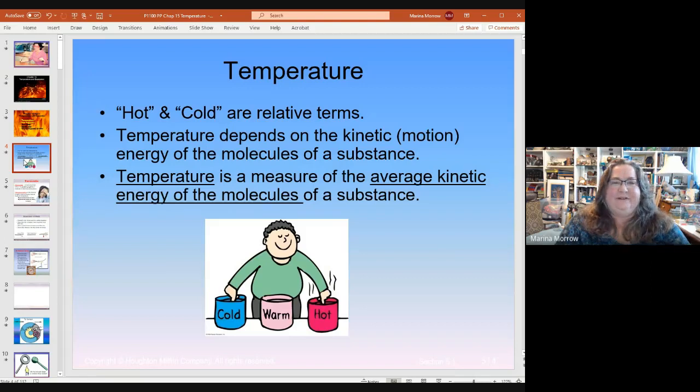So temperature is deceptive for many of us. Hot and cold are relative terms. Your body is not actually that good at telling temperature. So, for instance, right now, if you put one hand on your desk and one hand on a book, you'll probably say that the book is warmer than the table or the desk.